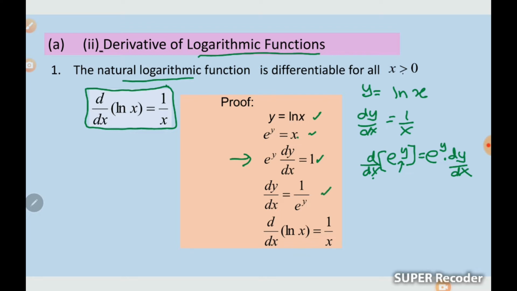Therefore, d/dx ln x equals 1 over e^y. What is e^y? x. So the answer is, differentiating ln x is equal to 1 over x. You have to memorize the formula. Okay, the log is only taken for the base e, or ln x.